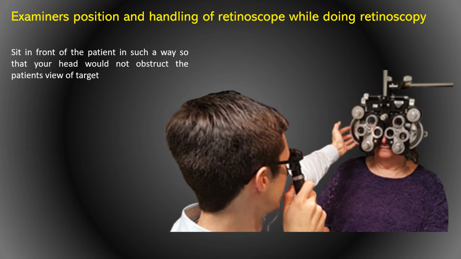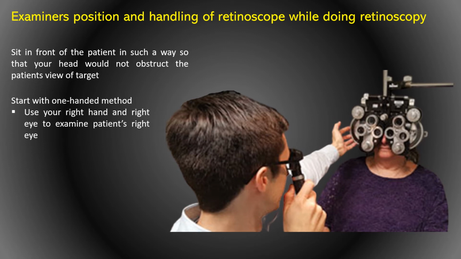Now the points regarding retinoscope handling you should know are: start with the one-handed method, that is, hold the retinoscope with one hand only, which is good for convenience and efficiency both, so that your other hand will be free to change the lenses while doing retinoscopy. Use your right hand and right eye to examine the patient's right eye, and left hand and left eye for the patient's left eye. This was all for your concern.